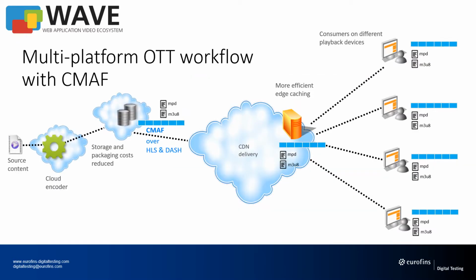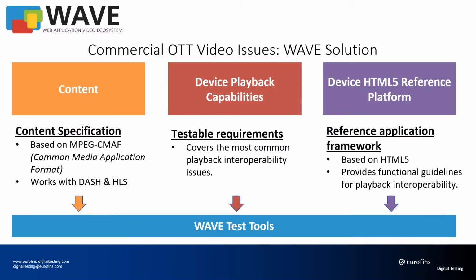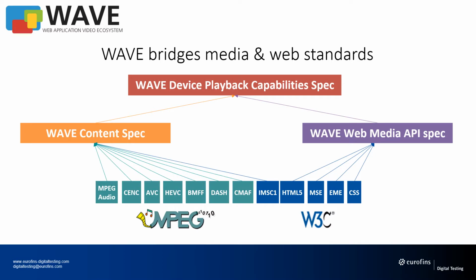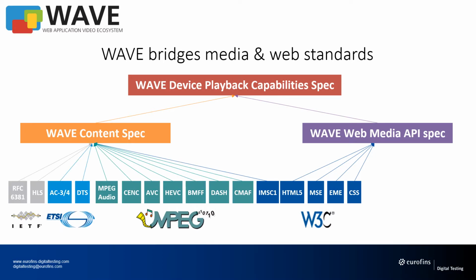Together, that enables some significant efficiencies, including storage and packaging cost reductions, more efficient edge caching at the CDN, as well as more consistent results for the consumer on their device. WAVE has produced 3 specifications for content, device playback capabilities, and a device HTML5 reference platform spec. It is these documents that drive the WAVE tools. WAVE specifications are really a bridge between a lot of existing standards out there and in use already.